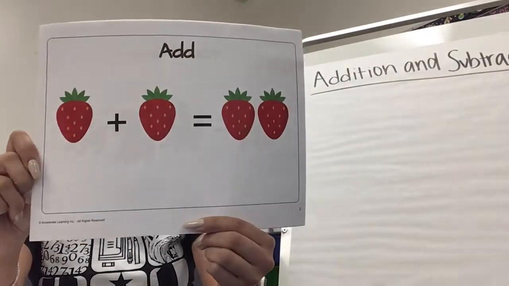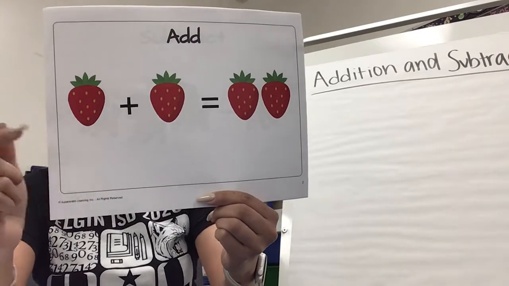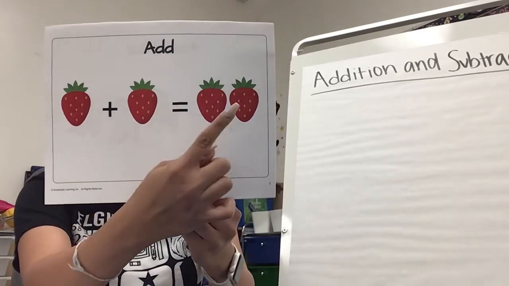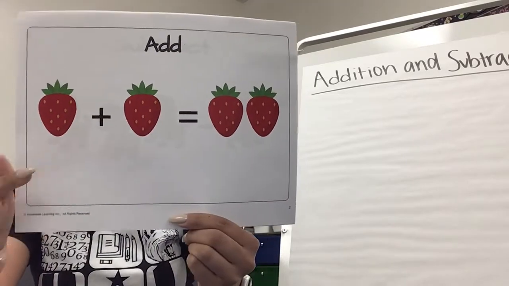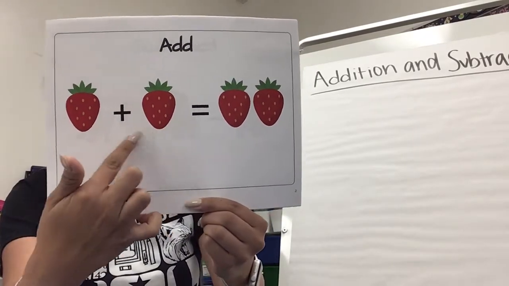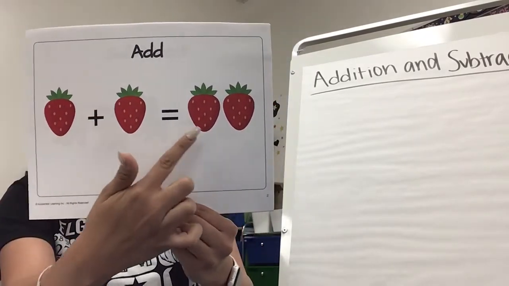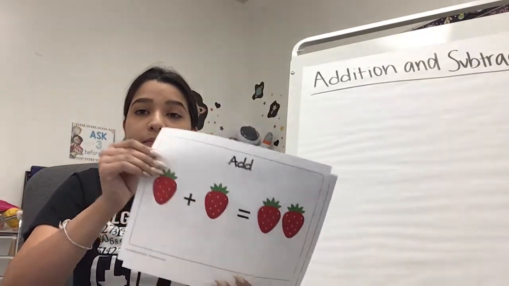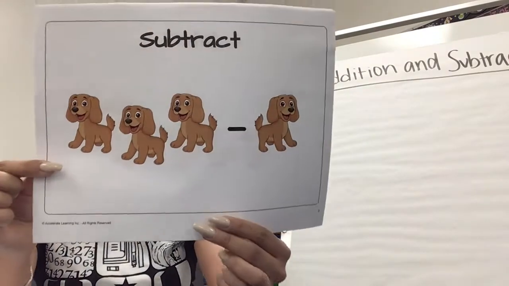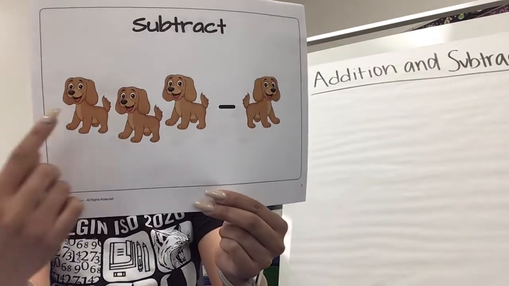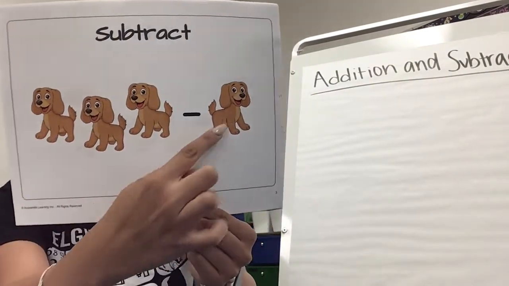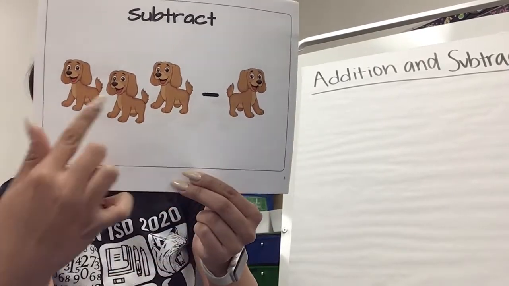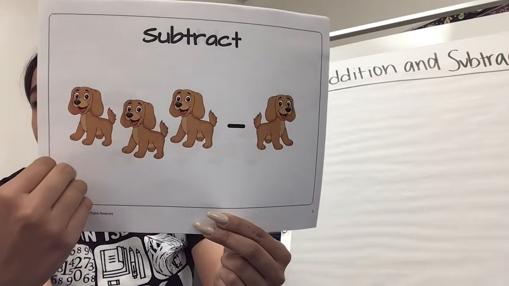The first one is add. So you're going to take 1 strawberry plus 1 strawberry equals 2 strawberries. So you are adding. When you are joining something together, you are adding. Then subtract. You have 3 dogs and you take away 1 dog. So you are subtracting. You're taking it away. You're separating it.